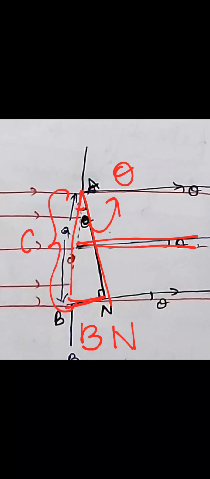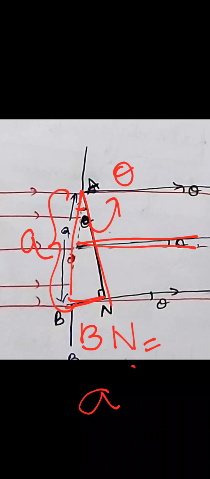Okay, now how do we find BN? For that, you consider the triangle ABN. If theta is the angle made by the ray with respect to OP, then angle BAN will also be theta. So we can find my path difference BN: if the size of the slit is A, then BN is equal to A sine theta. This you get by considering the right triangle BAN.